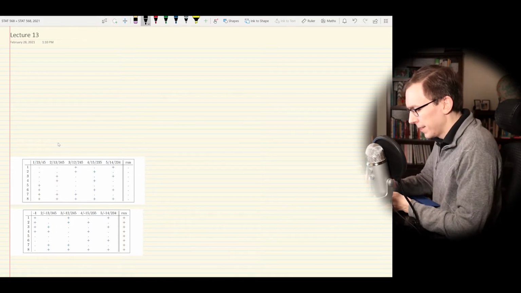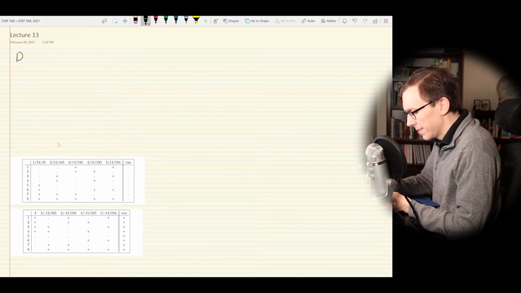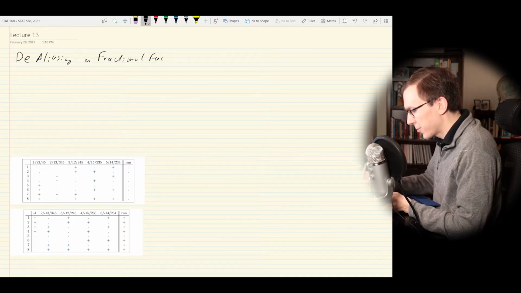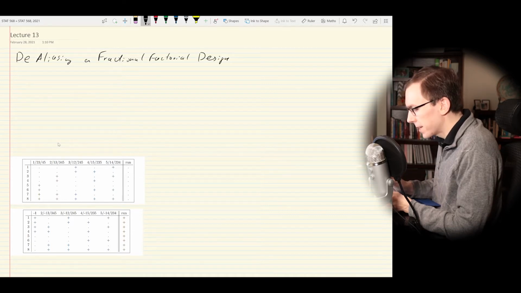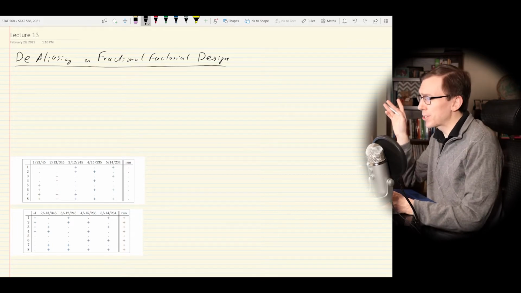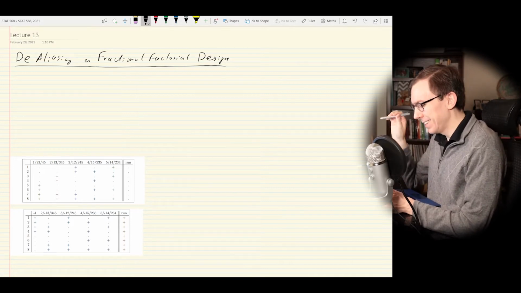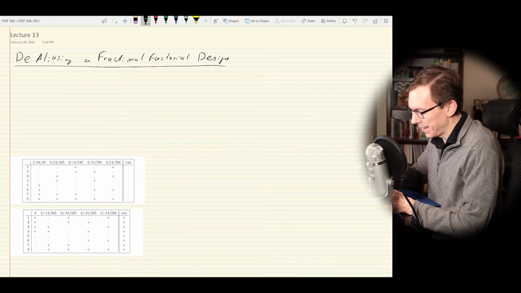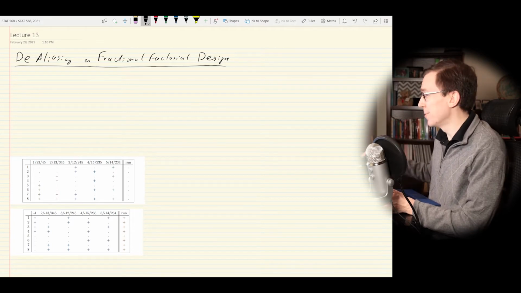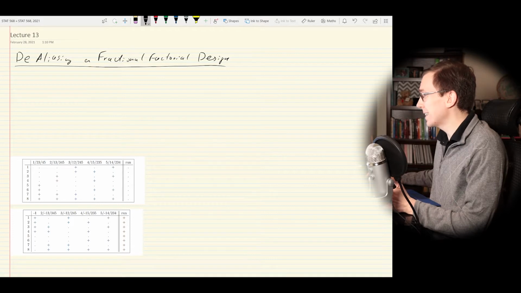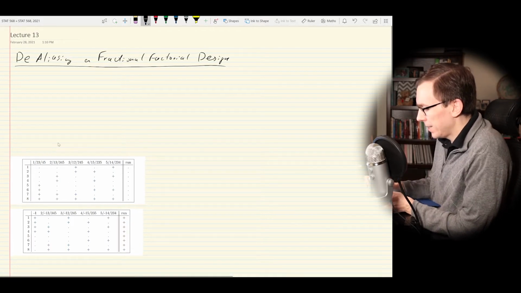So why don't we start with de-aliasing a fractional factorial design. All right. So what we need to do is start off with an example of a fractional factorial design. I'm kind of hiding the design that I'm using down here in these boxes that I already copied into OneNote. But the design example that we will consider is a 2 to the 5 minus 2 design.